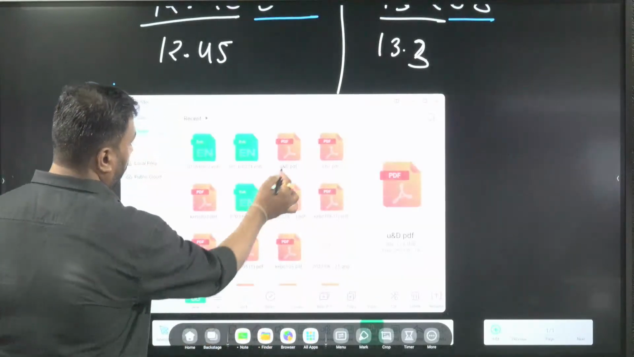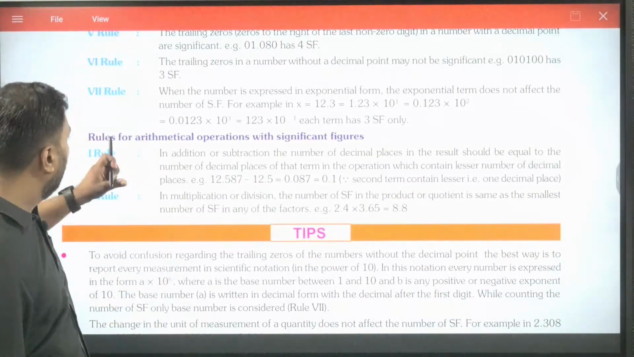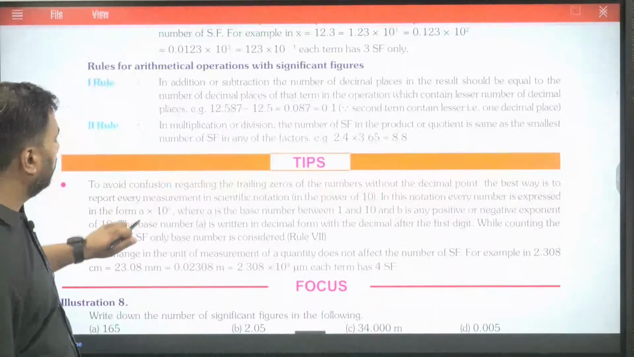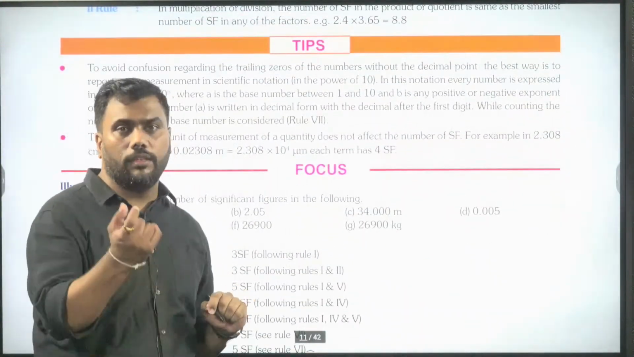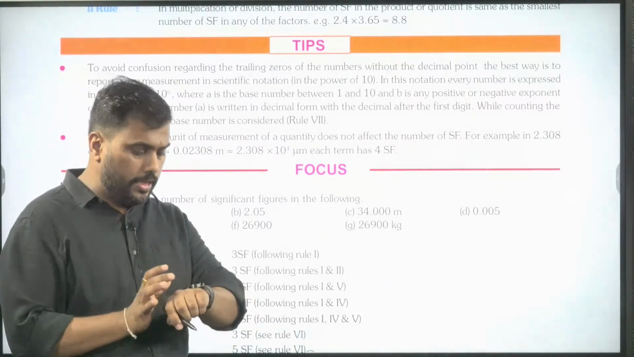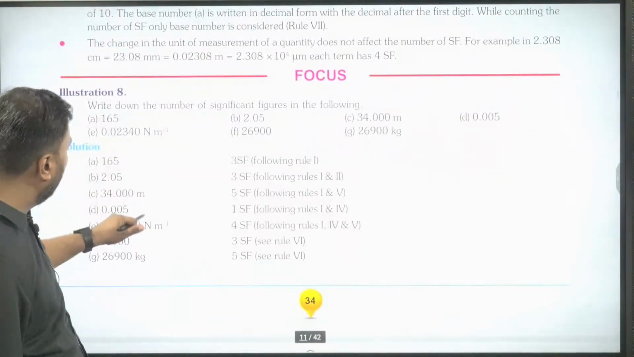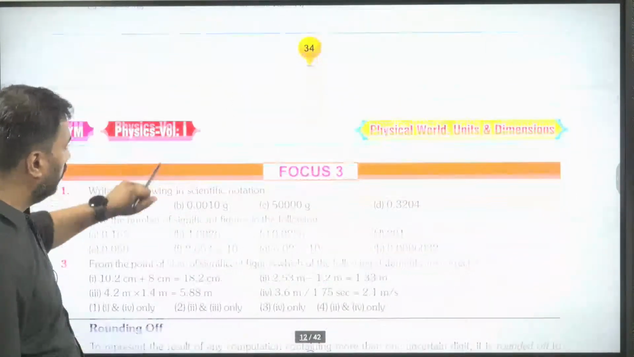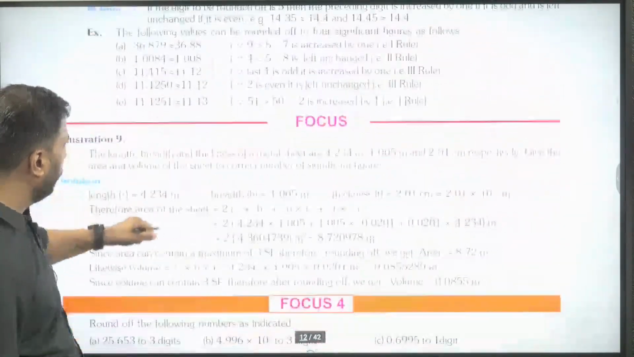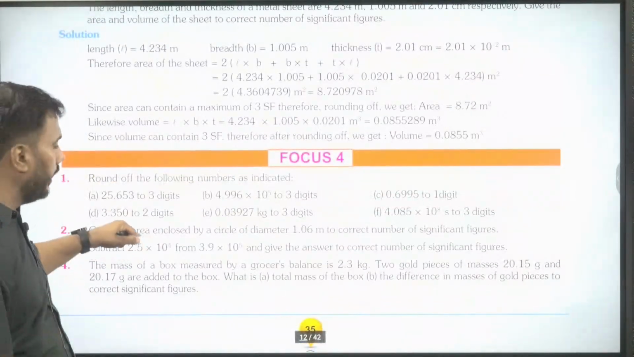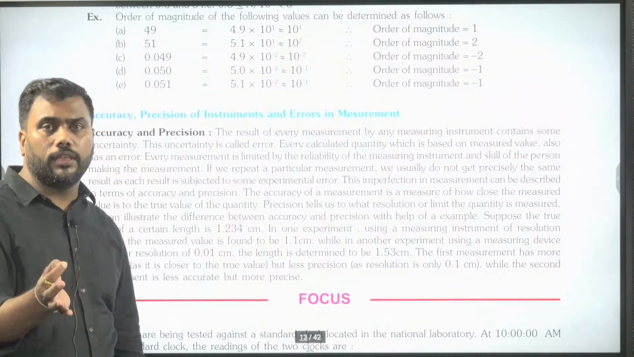So we have covered the rules of rounding off and the rules of arithmetic operations with significant digits. After that, only one thing remains, which is scientific notation and order of magnitude. We'll cover order of magnitude in the next class, and you can solve some questions from your book. In the rounding off, we have also covered this. In the next class we will cover order of magnitude and do some practice questions. After that we will cover accuracy, precision and errors.